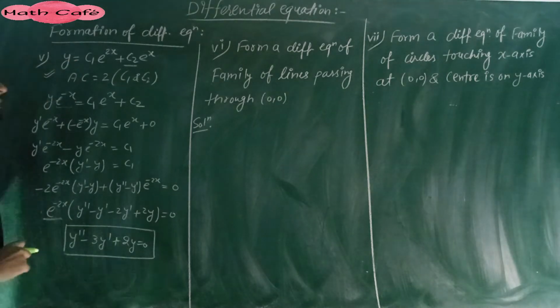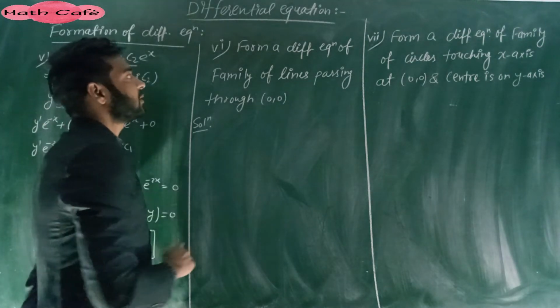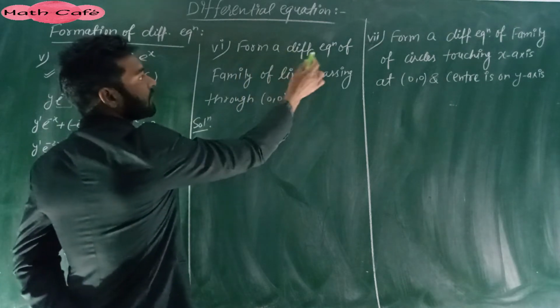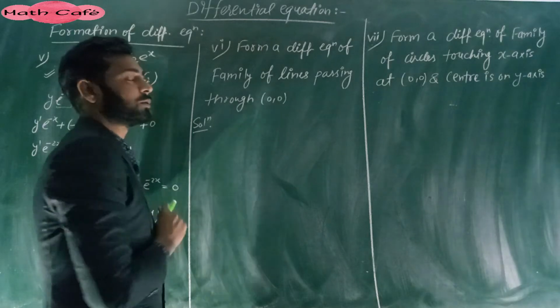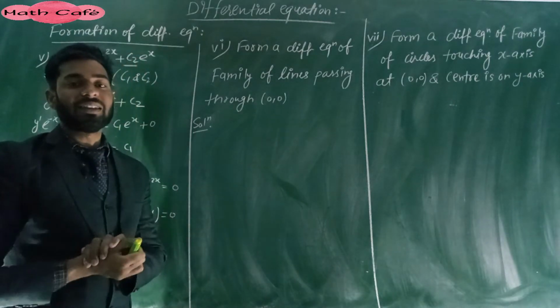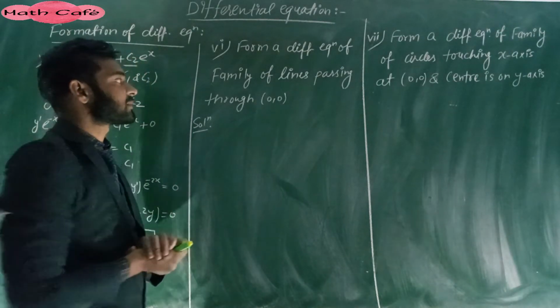Alright, hope you understand this. Let's move to the next example, which is written here. Form a differential equation of family of lines passing through 0, 0. So we are seeing here next type of examples.